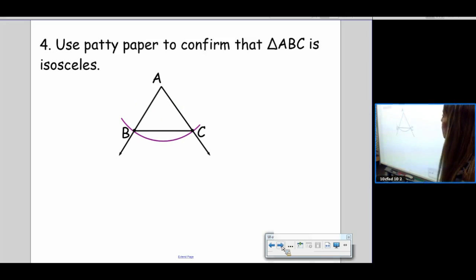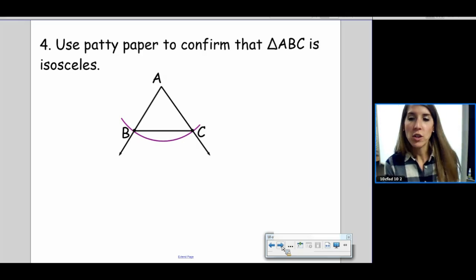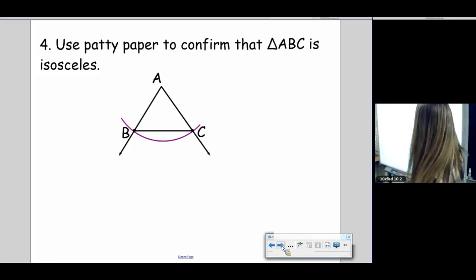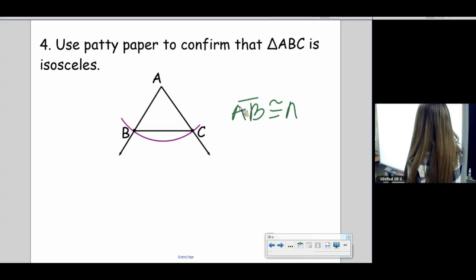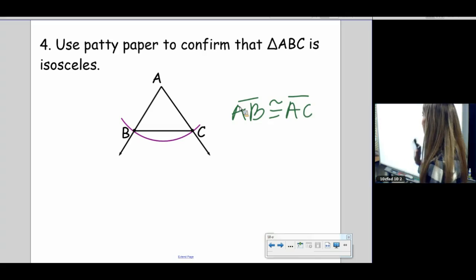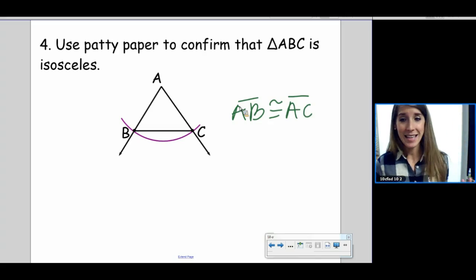Do that again. It says use patty paper to confirm that it is isosceles. I just want to make sure that we know when we're looking at this that this construction forces AB to be congruent to AC. It doesn't tell us anything about BC. That depended on your angle. So this is not an equilateral triangle. This construction does not create equilateral triangles, only isosceles triangles.